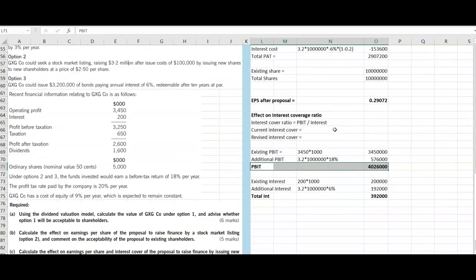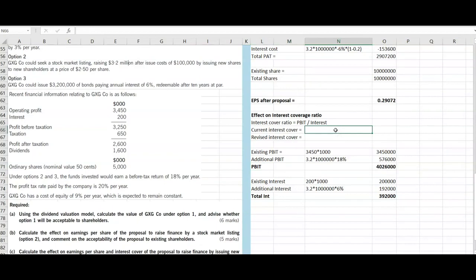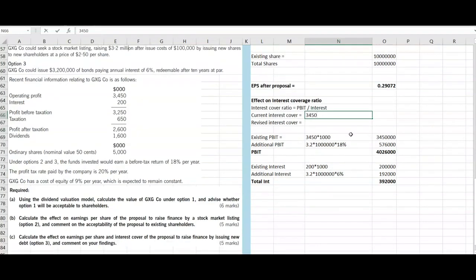So we'll start with the current interest coverage ratio. So the current or existing interest coverage ratio works like this. Our PBIT, which is 3450. If you want, you can have the thousands, or you can also just cut it off. So I think we can have the 3 zeros also. So 3450 thousand divided by the interest. So the interest is 200, then 1000. So this will give you our answer.